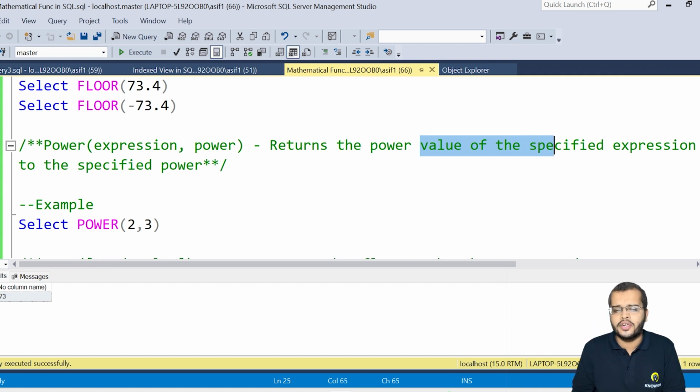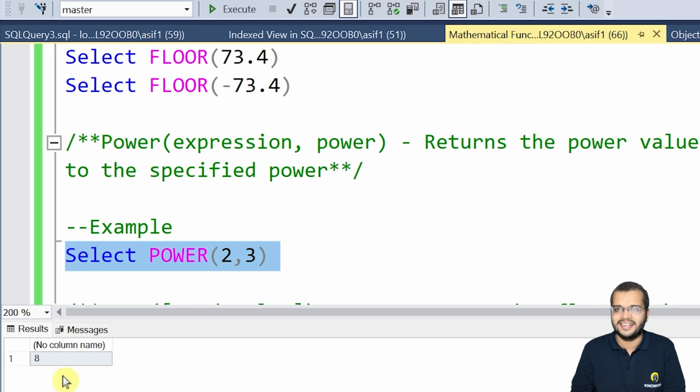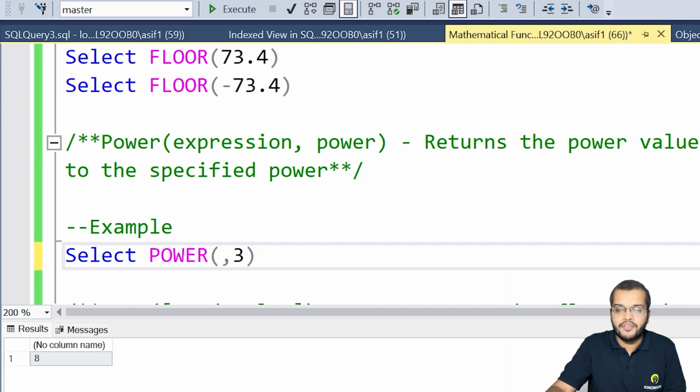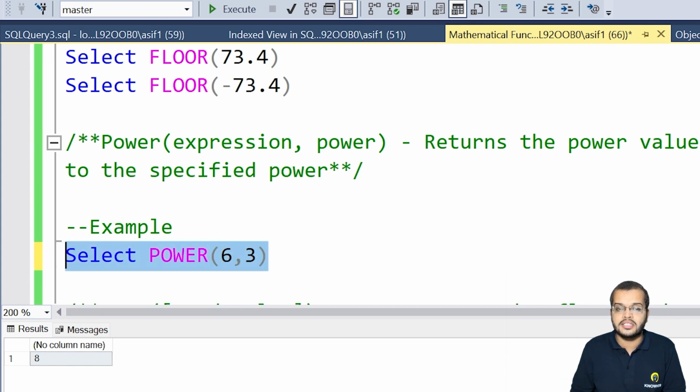So let's look into it. When I'm writing select power, where expression is 2 and power is 3, and when I'm executing it, I'm getting 8. Am I right? This is right. Now let's look at another one. If I write 6 comma 3, that is 6 into 6 into 6. So what is 3 times 6? Let's check it out. It's 216. Am I right? So what is the power function giving us? It is giving us the power of the expression.